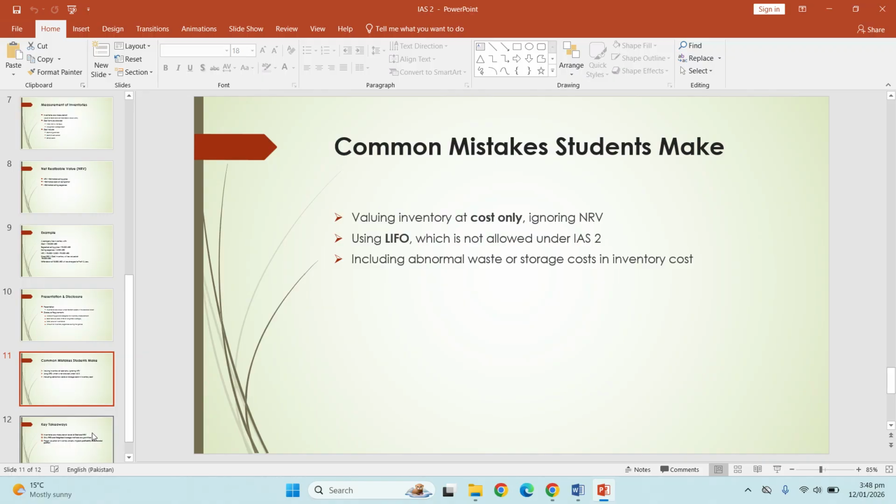Here are some common mistakes by students. Students mostly ignore NRV and value at cost only, use LIFO, which is not allowed under IAS 2, and include abnormal cost or storage cost in the inventory cost.